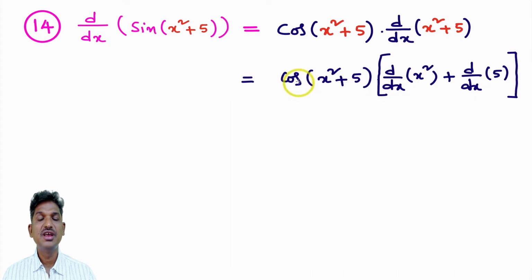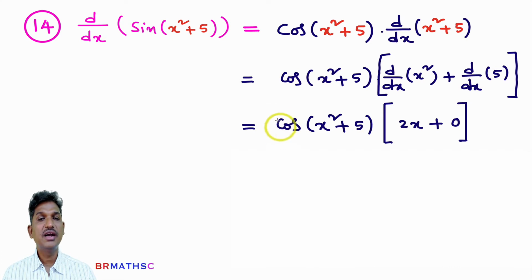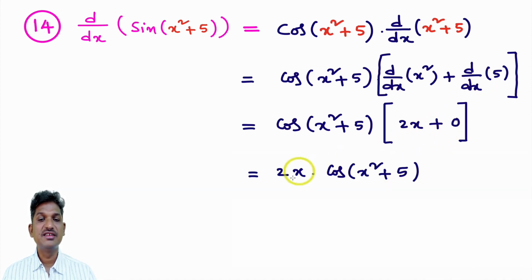Further, if I simplify this, cos of x square plus 5 into derivative of x square plus 5. We'll differentiate each and every term: derivative of x square plus derivative of 5. So that equals cos of x square plus 5 into derivative of x square. You know the derivative of x power n formula, n into x power n minus 1. You apply that formula here. Derivative of x square is 2x plus derivative of 5. As 5 is a constant, derivative of a constant is 0. So 2x plus 0 is 2x only. You can write it like this: 2x into cos of x square plus 5.